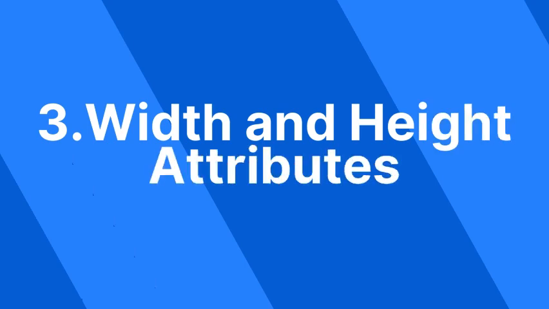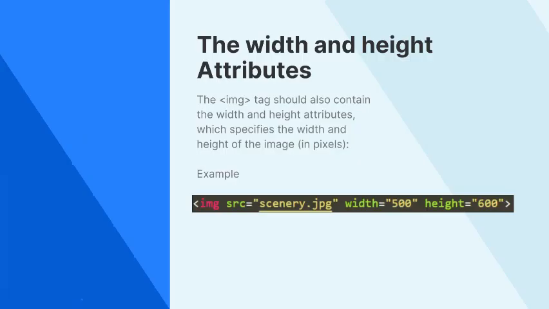Number 3, width and height attributes. The image tag should also contain the width and height attributes, which specify the width and height of the image in pixels, of course, like this one. Now you have the same image tag. Inside that we have the src attribute and its value so that we could display the image. And one more thing you can see is two extra attributes, which are width and height. They specify the width and height of an image.